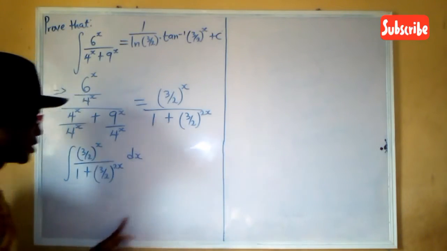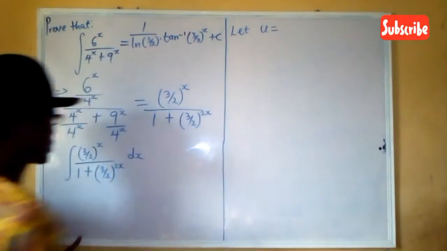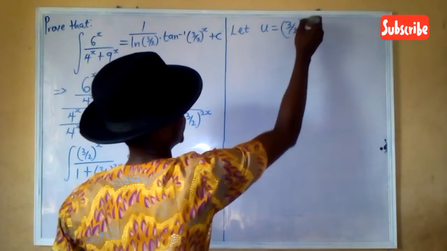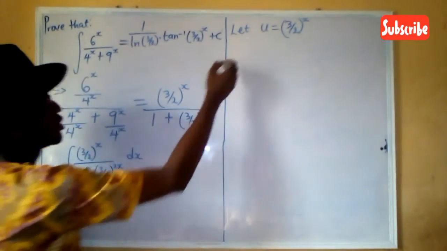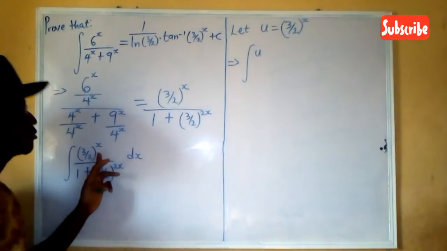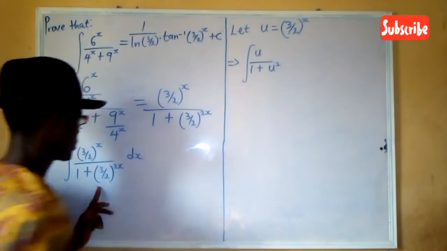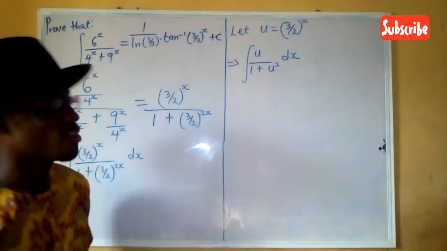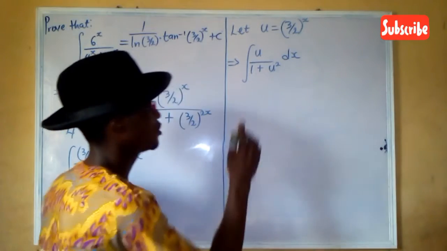So the next step says let u equal (3/2) raised to the power x, not 3 over 2x. If u becomes this, that means the integral will be transformed into the integral of u all over 1 plus u squared. And don't forget the dx. We cannot evaluate integrals of u with the dx, so we have to change the dx to the context of u. So how can we do that?